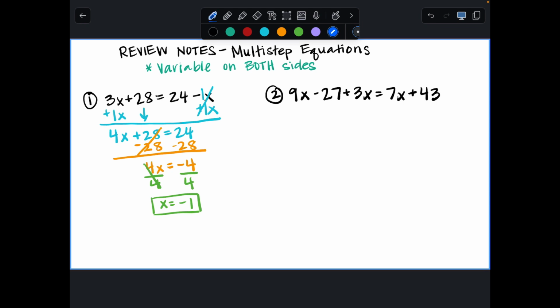Okay, again, this equation does not have any parentheses, so we don't need to distribute. We do have like terms. So I can combine like terms on the left side. 9x and 3x can be added together. So 12x, and the rest of the equation stays the same. Now I need all of my variable on the left side, so I'm going to eliminate it from the right side, subtract 7x.